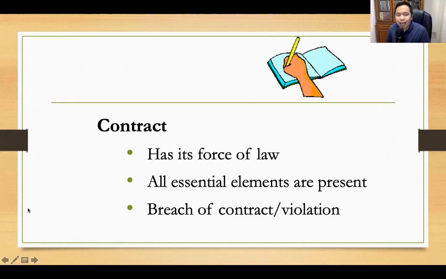A contract, on the other hand, has the force of law as long as all the essential requisites of a contract are present. We will discuss contracts in the finals, because the subject is obligations and contracts. In the prelims, our coverage is from the nature and effects of obligation to different kinds of obligation. For the midterms, we will have extinguishment of obligation, and for the finals, we will discuss contracts.